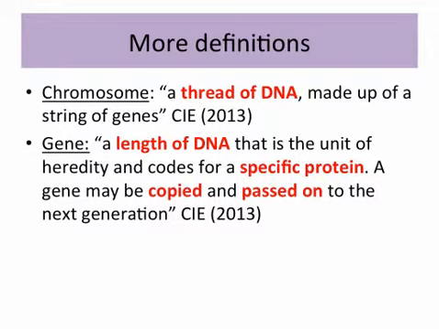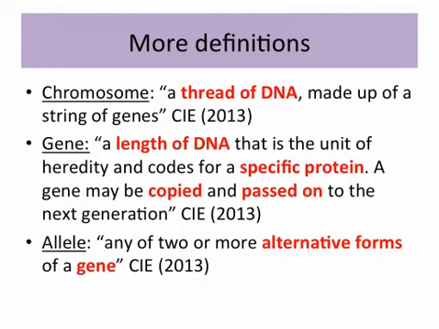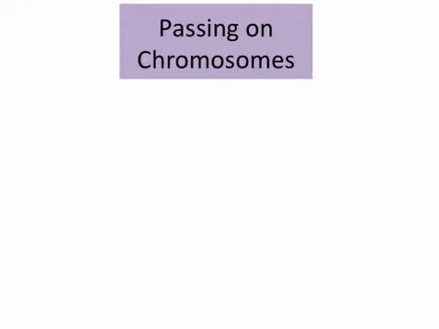Now, there are different types of genes or different forms of the same gene, and these are called alleles. There may be two or more different alleles of a gene. For example, when you think about eye colour, it could be the brown allele, the blue allele, or the green allele.